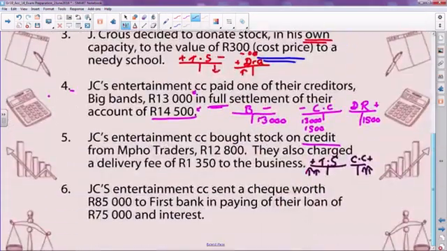And that will be number 6 there. Jay-Z's Entertainment CC sent a check with 85,000 Rand to First Bank in paying off their loan of 75,000 Rand and interest. So, hope you get it right. 1 minute to complete it.